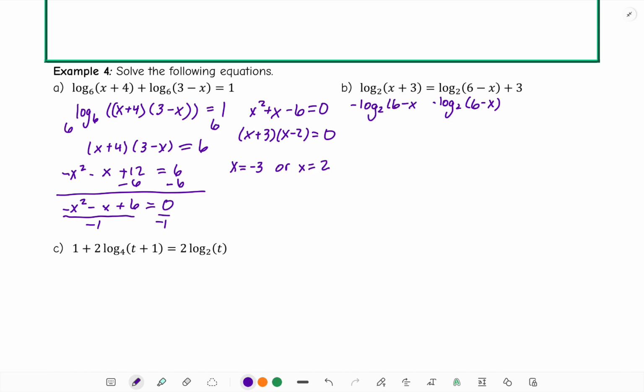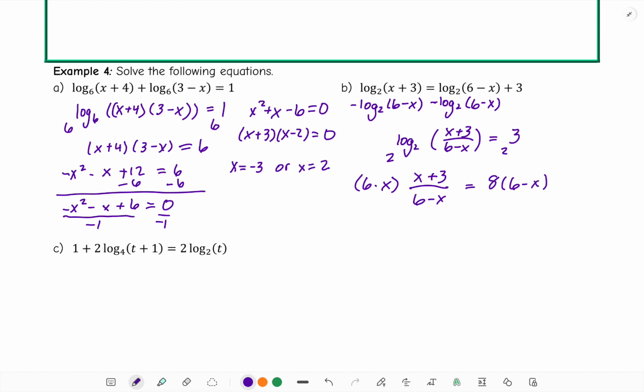And now that we're subtracting logarithms, that's the same as dividing their arguments. So that's log base 2 of x plus 3 over 6 minus x equals 3. 2 it up on both sides. So you get x plus 3 over 6 minus x equals 8. Multiply by 6 minus x on both sides. So then we get x plus 3 equals 48 minus 8x.